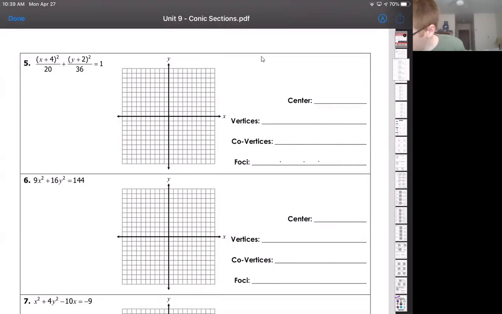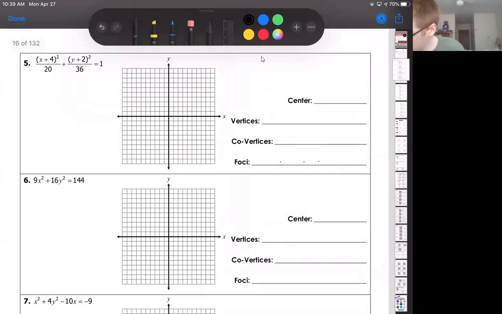But 5, your center is going to be -4, -2. Well, first off, is it going to be horizontal or vertical? Well, which are your x's over a bigger number or your y's over a bigger number? In this problem, the y's are. So it would be a vertical ellipse.